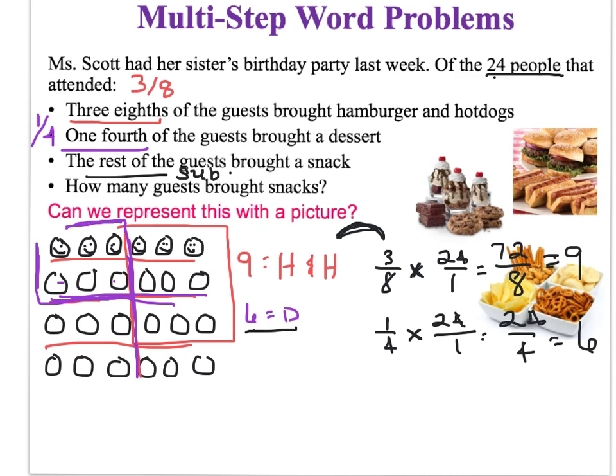Now it says the rest brought a snack. So the rest means I need to subtract. So this was step 1, this was step 2. Step 3 is to take my total amount, 24. Let's first subtract the 9, which is the number of people that brought hamburgers. So that's going to be 15. Now I need to continue to subtract and take away the people that brought a dessert. And 15 minus 6 is 9.